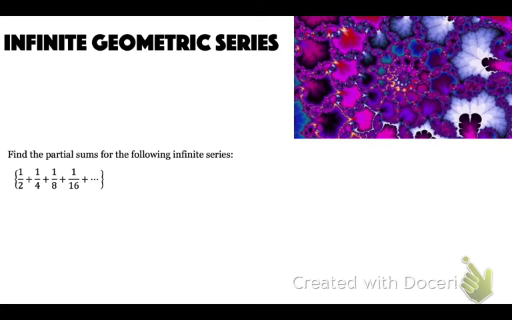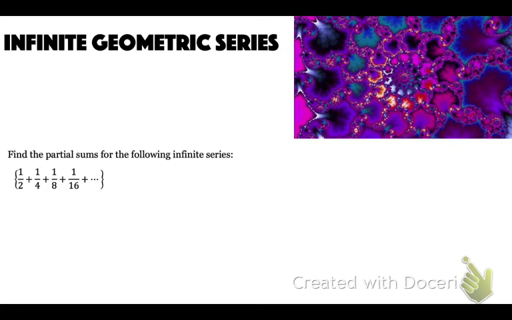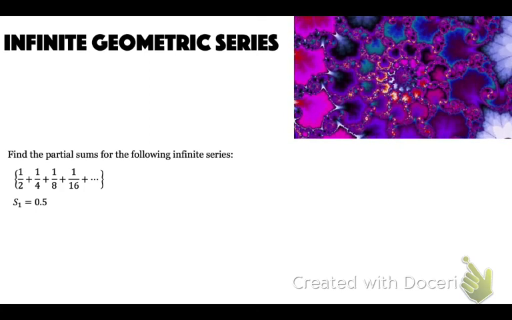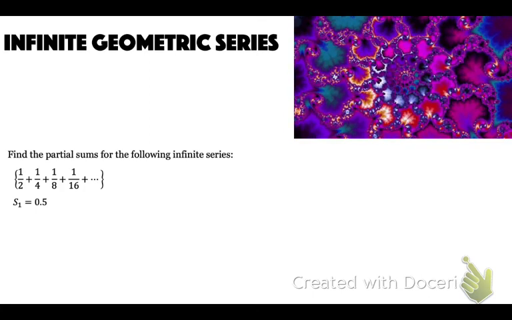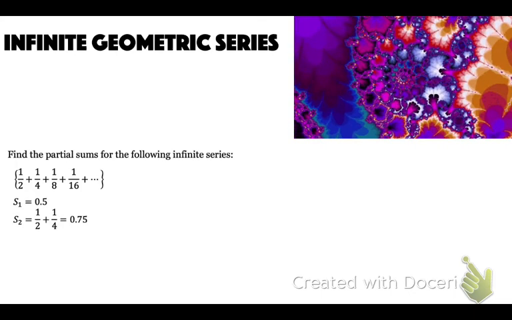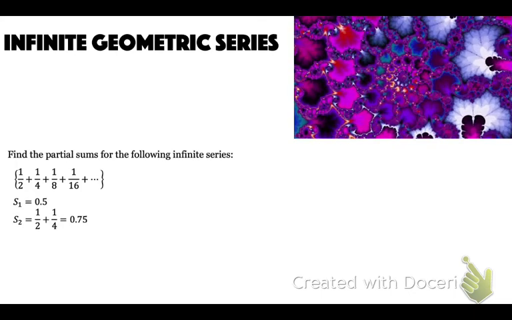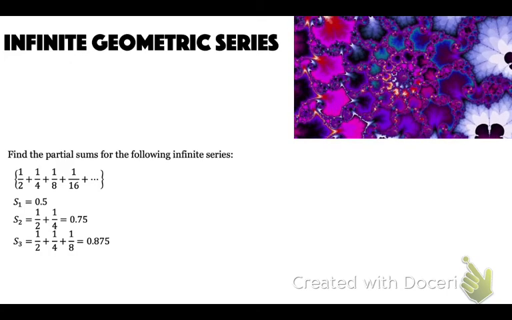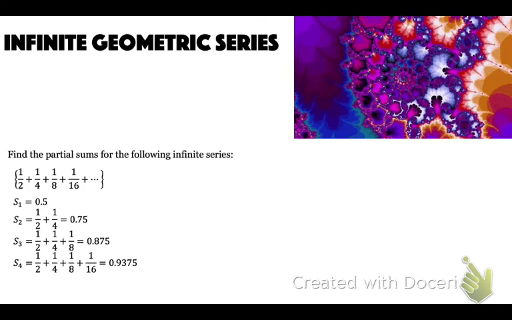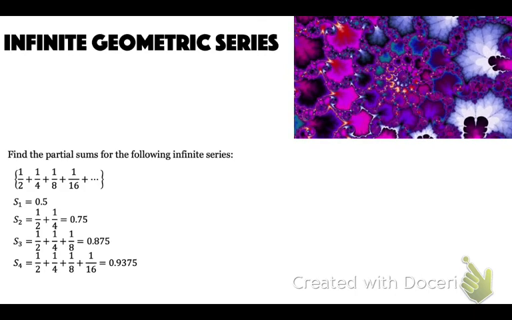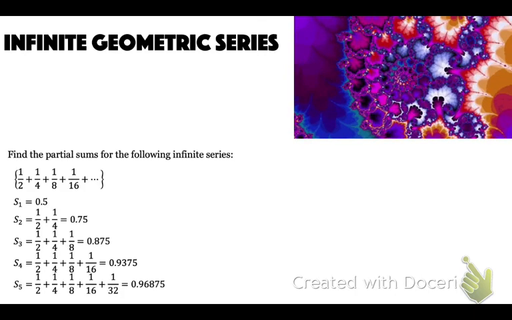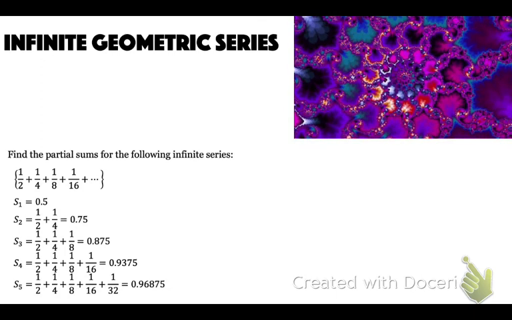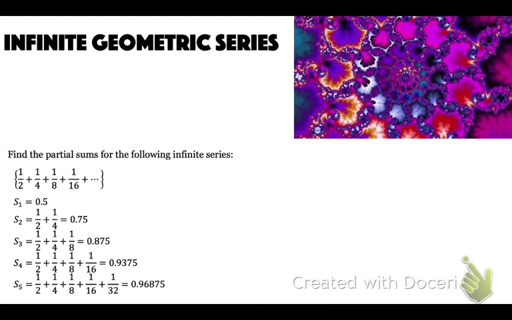Okay, so if we want to find the partial sum of the following infinite series, we have a half plus a fourth plus an eighth plus a 16th. Let's figure out S sub 1. I get 0.5. If I add a half and a fourth together, I get 0.75. Adding an eighth, I get 0.875. Adding a 16th, I get 0.9375. Adding a 32nd, I get 0.96875. I'm getting really, really close to 1.